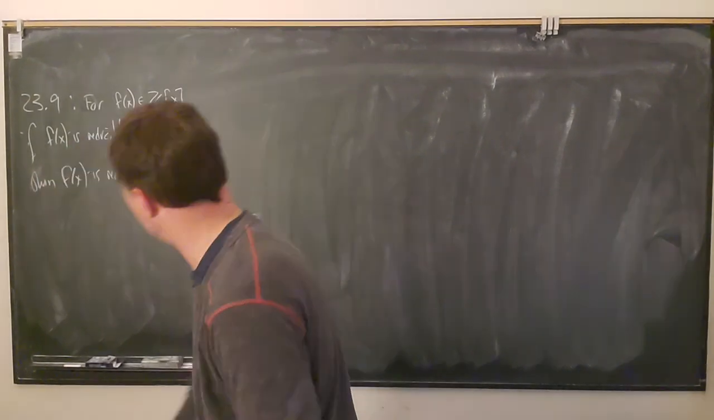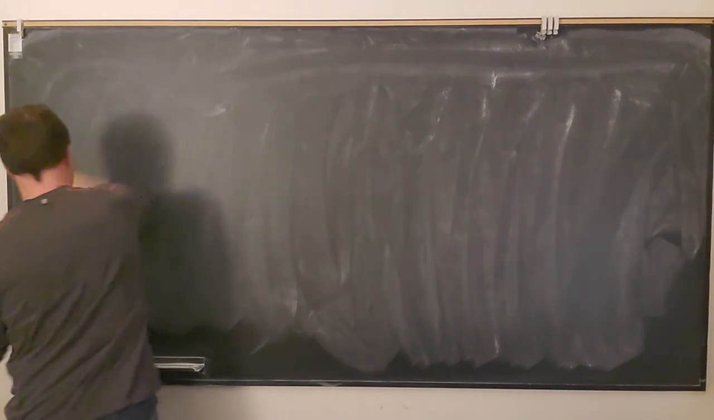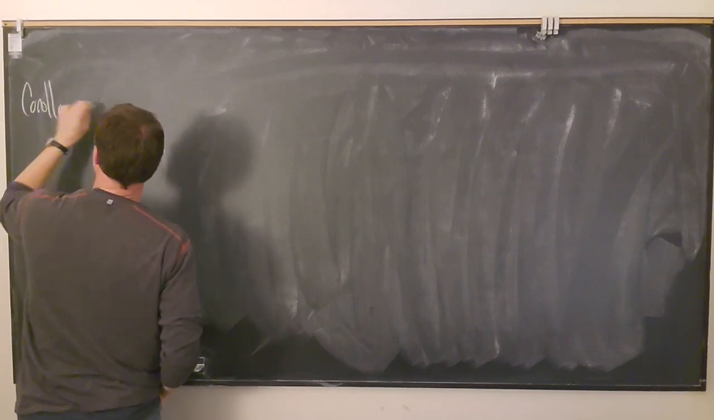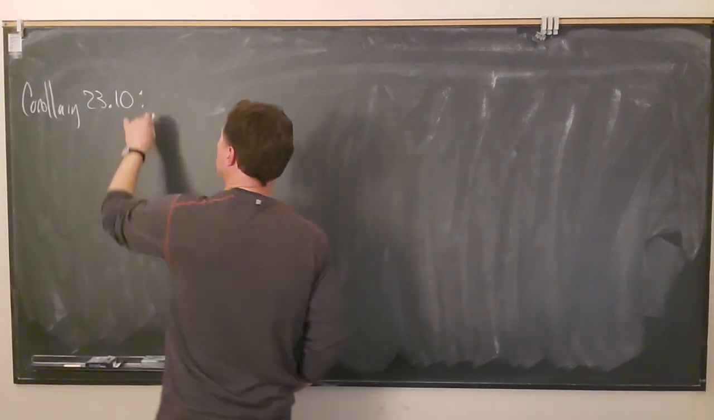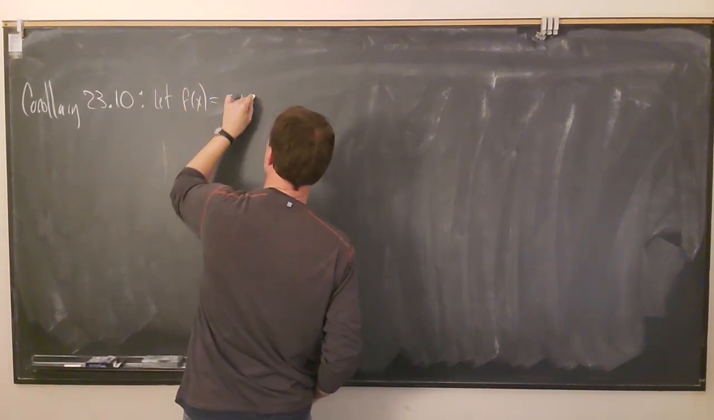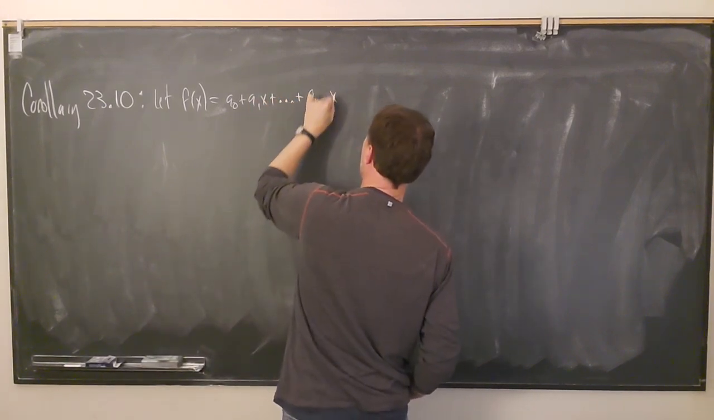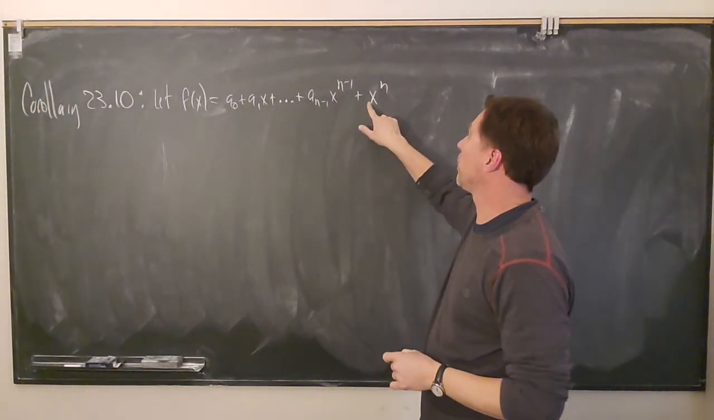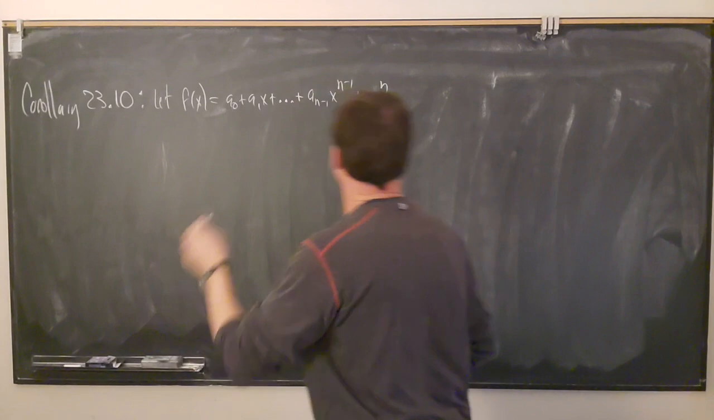And so the first thing I want to do, there's a consequence of this. So let's put it here. So this is Corollary 23.10. And so what I want to do is take a polynomial. So let's let f of x equal a0 plus a1x plus dot dot dot plus a sub n minus 1 x to the n minus 1 plus x to the n. So I want it to be a monic polynomial, meaning that it has 1 as its leading coefficient, the coefficient on x to the n.